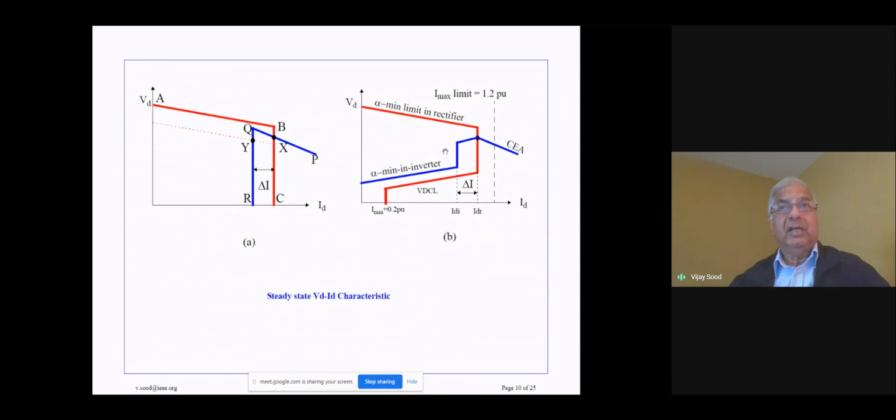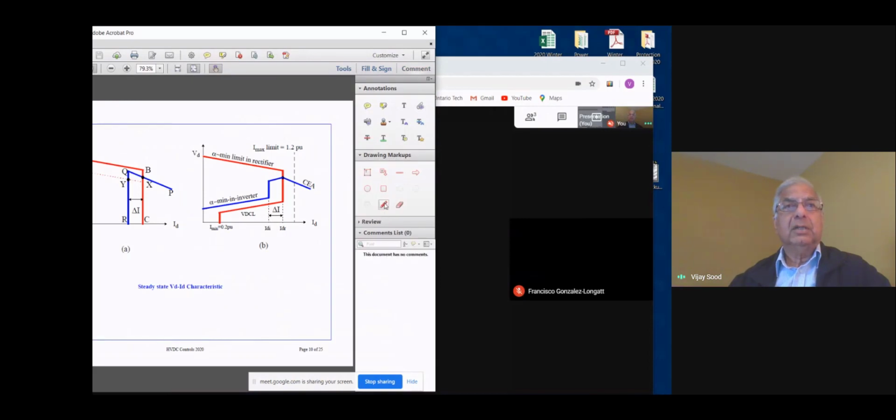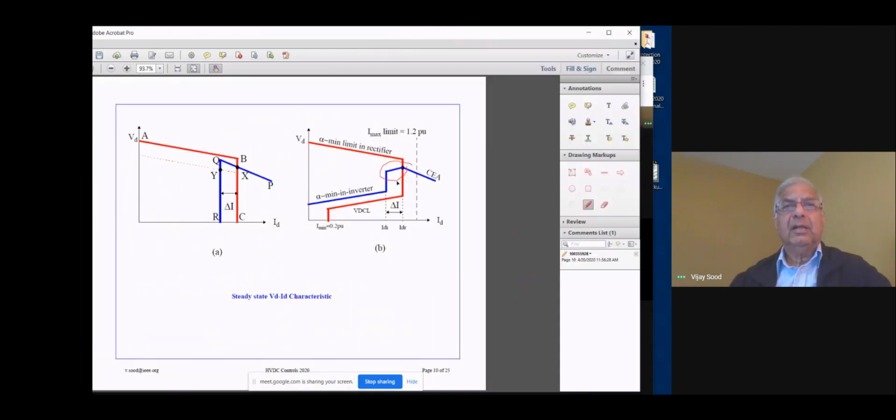But now we modify this characteristic. I am just going to change and point out this characteristic over here. You can see now that this characteristic has been changed, and this is the constant beta characteristic that we can implement. And why do we need to have this modification? So sometimes what happens is that if the AC voltage at the rectifier drops by a few percent, then this operating point shifts from X to Y. The controls can have multiple operating points if this characteristic is very steep.